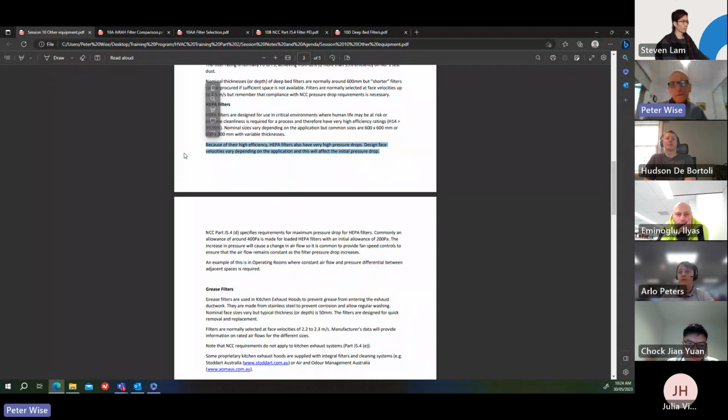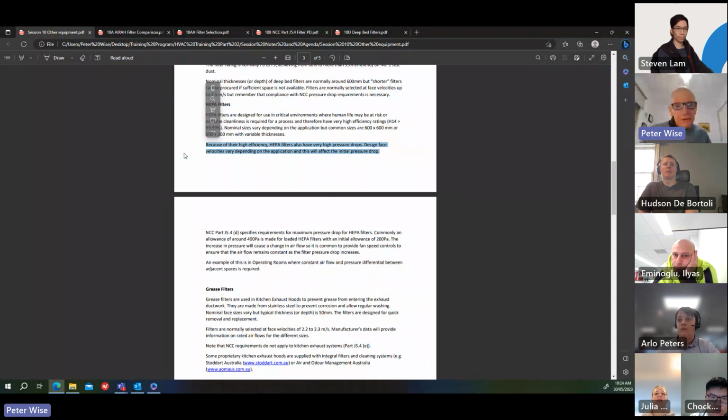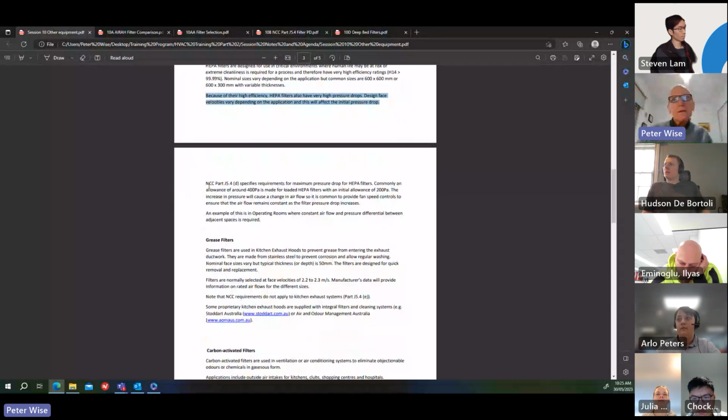Different applications will have different design face velocities. So for an operating theatre, for instance, it might be as low as 0.6 meters per second. If you've got HEPA filters arranged over an operating table, you don't want air blasting down on the patient. So it's normally about 0.6 meters per second for that application, but other applications will be different. So you need to look at all this technical data which is available, talk to the suppliers, look at all the regulations and determine what you need. I can't cover it in this short session.